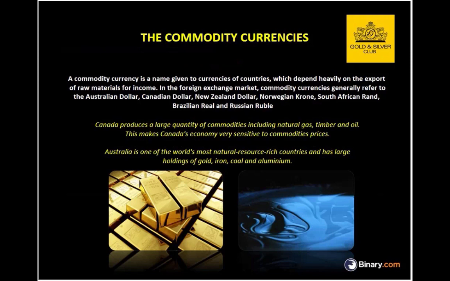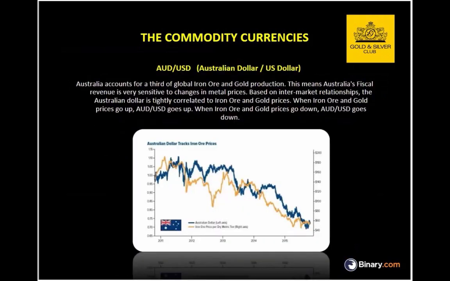Canada produces a large quantity of commodities, including natural gas, timber and oil, and this makes Canada's economy very sensitive to commodity prices. Australia is one of the world's most natural resource rich countries and has large holdings of gold, iron ore, aluminium and also coal, and that tends to make the Australian dollar, US dollar quite susceptible to moves with gold. There's correlation between the two. Australia accounts for a third of global iron ore and gold production. So it means that Australia's fiscal revenue is very sensitive to changes in metal prices.